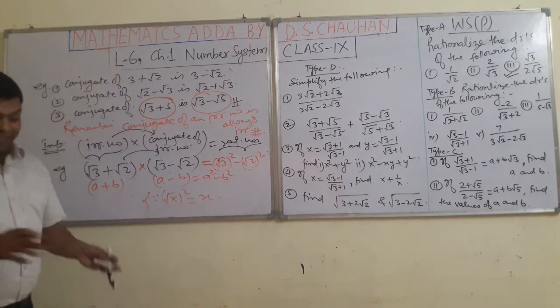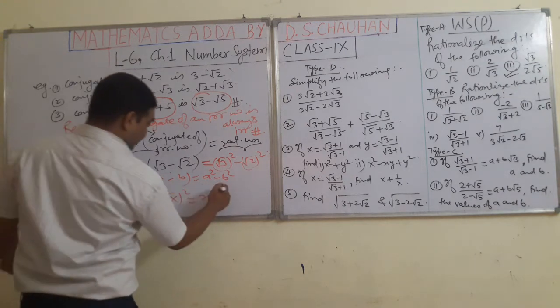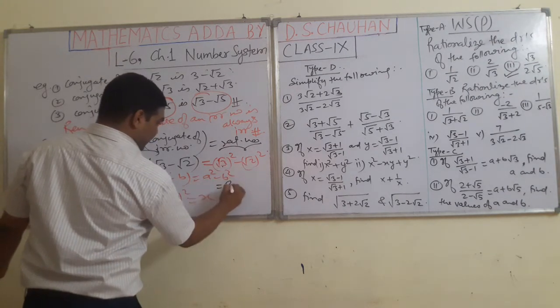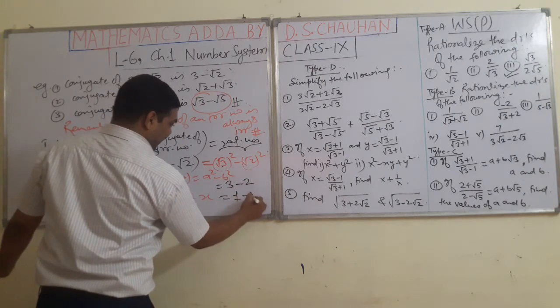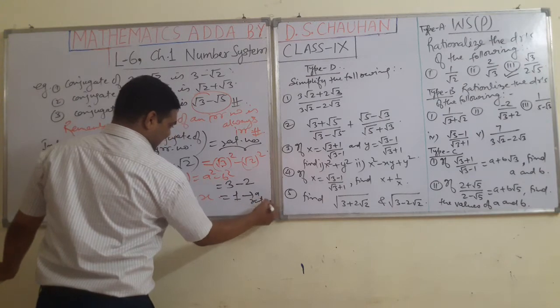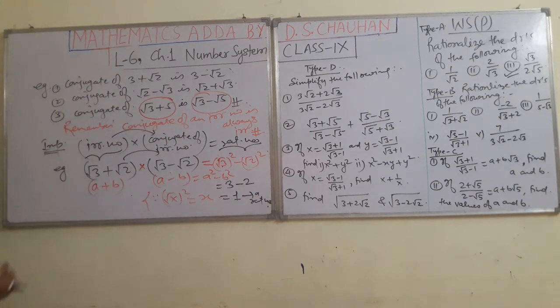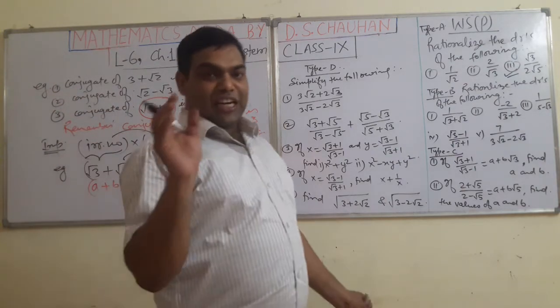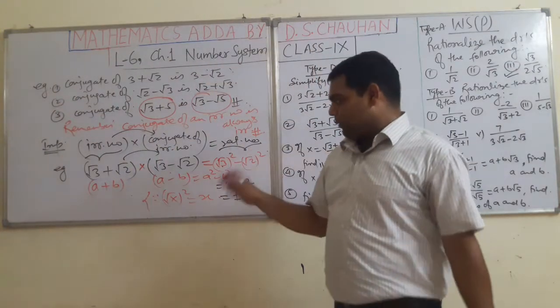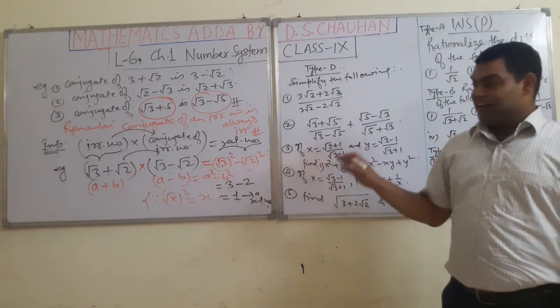It is x simply. So what can we get here? This is root 3 square, it is 3, and root 2 square, it is 2. So 3 minus 2, it is 1, a rational number. So this is the logic over here. If we multiply a given irrational number by its conjugate, the product will always be a rational number.